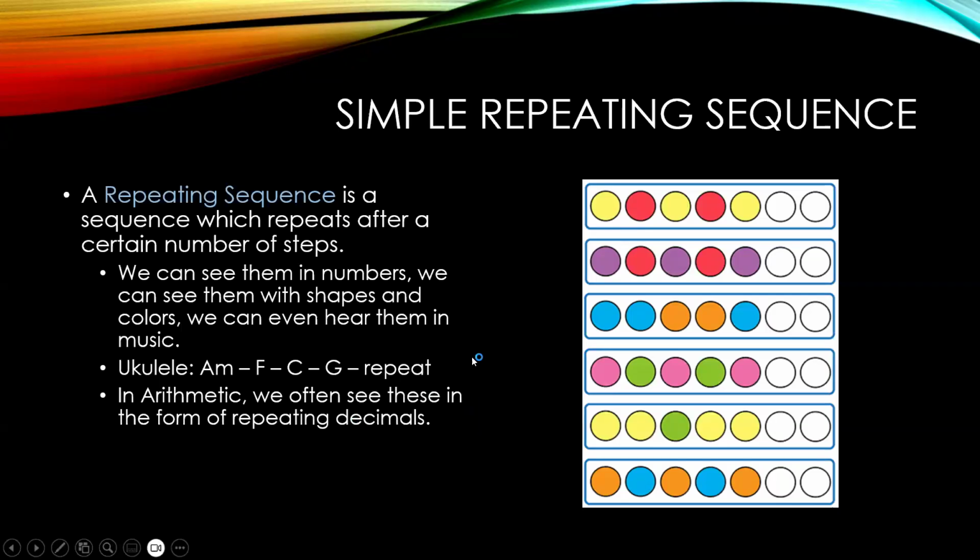In arithmetic, we often see these in the forms of repeating decimals. And so if you see a repeating decimal, like how about 0.027, 027, 027, on and on forever and ever. That's the decimal equivalent of 1/37th, I believe. And so we can recognize that pattern and say, all right, we understand the pattern. It's going to repeat this forever.